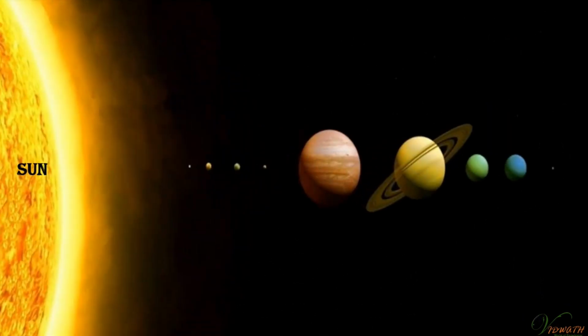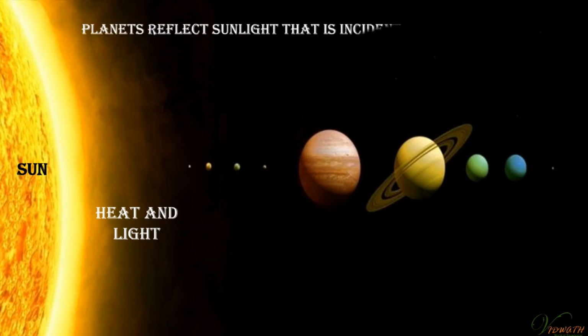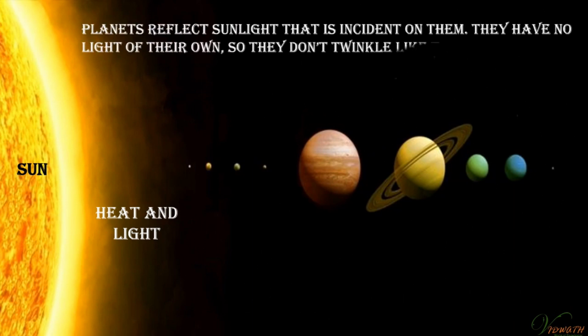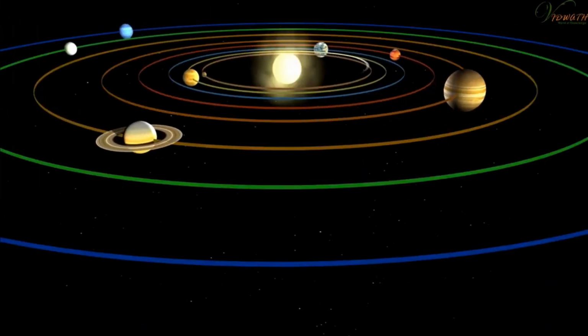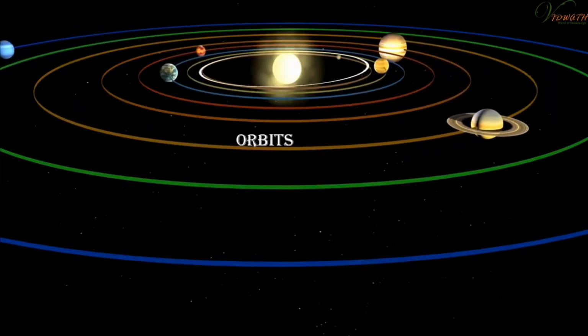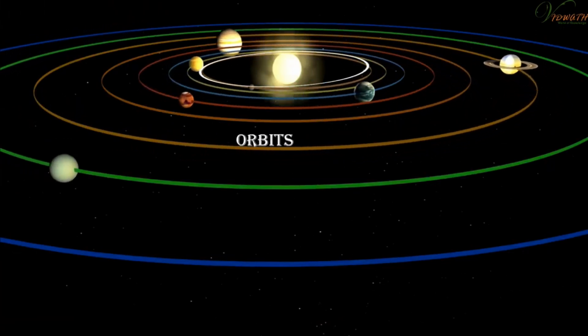The Sun is a major source of heat and light for all the planets in the solar system. Planets reflect sunlight that is incident on them. They have no light of their own, so they don't twinkle like the stars. Planets have definite paths called orbits, in which they revolve around the Sun.